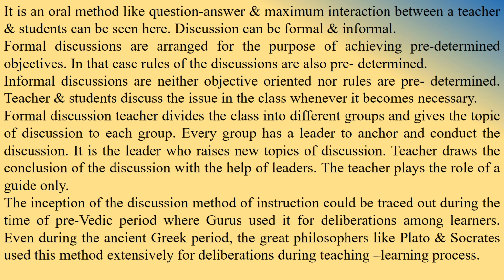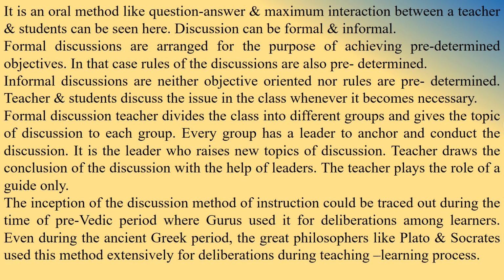Formal discussions are arranged for the purpose of achieving predetermined objectives. In that case, rules of the discussion are also predetermined. On the other hand, informal discussions are neither objective oriented nor are rules predetermined. Teachers and students discuss the issue in the class whenever it becomes necessary.